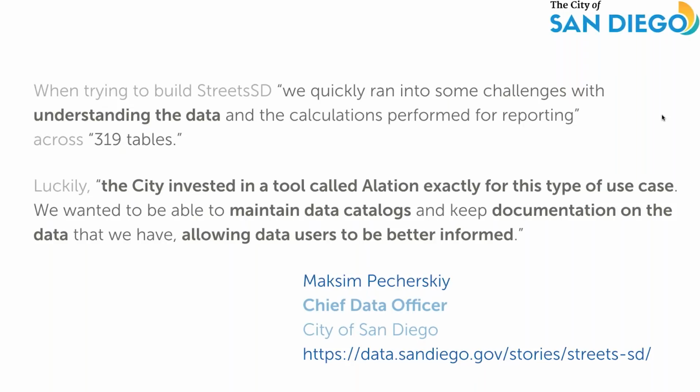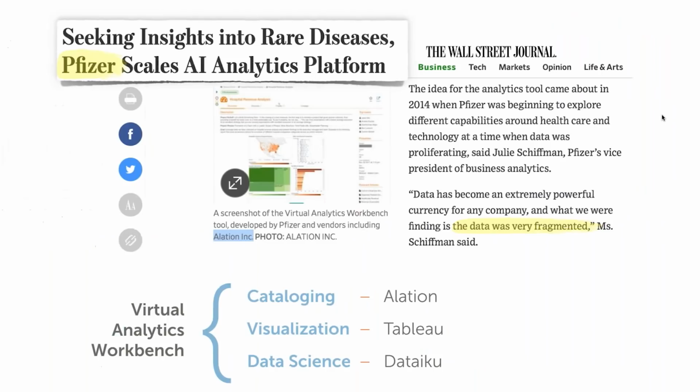And Alation helped them document the data, help users be better informed, figure out what the calculations were, where everything came from, which of those 319 were appropriate. And that's what enabled them to build this cool end user tool, as well as many more. So it's one example in the public sector.